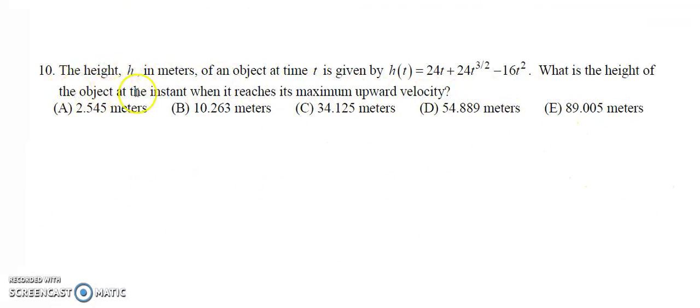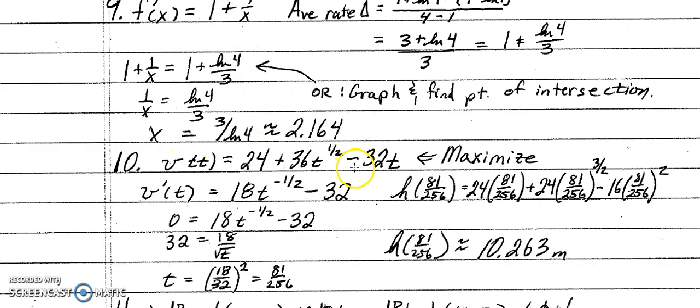Height reaches its maximum upward velocity. So what time is this velocity? So is the velocity the maximum? Okay, that means we need to maximize velocity. We need to get the first derivative of the velocity. So velocity, v prime, is that equal to 0? Boom, get this.